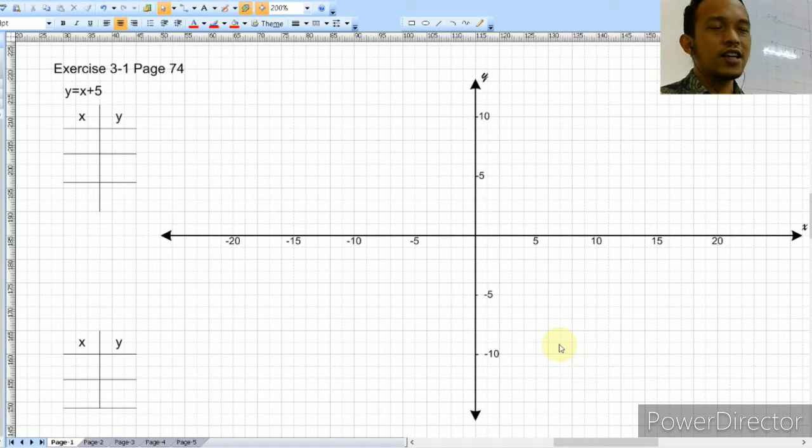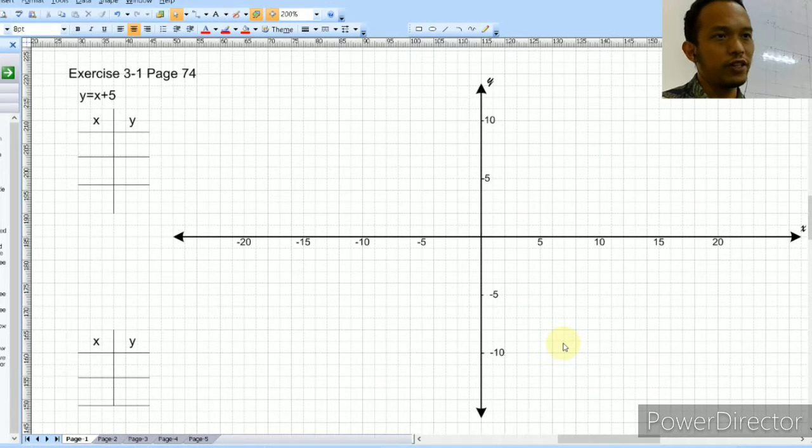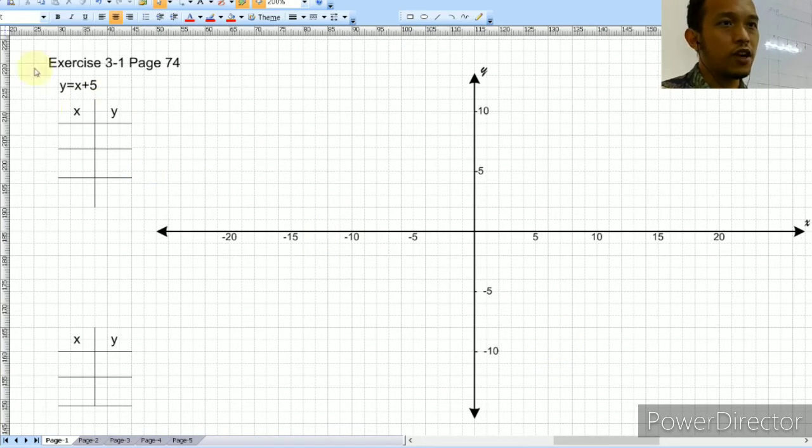Let's discuss exercise 3.1, page 74 from your textbook to help you understand more about linear functions. Let's use this function: y equals x plus 5. Let's use the conventional method, the table of pairs. When I use 5 as my x, my y becomes 10. Then 0, 5, and negative 5, 0. With 3 pairs, actually 2 pairs is enough.